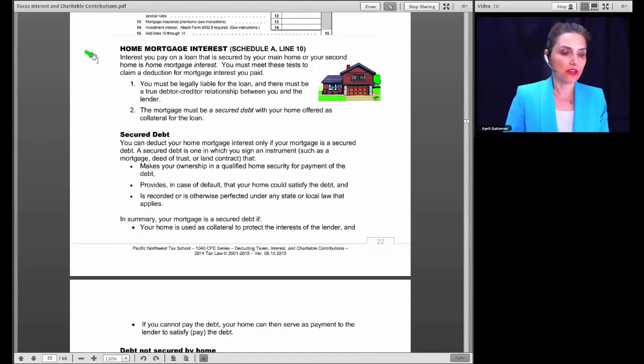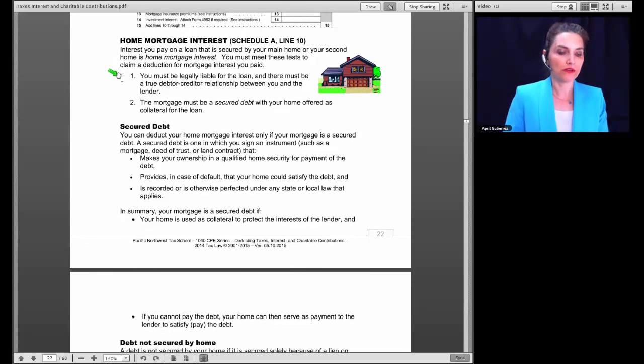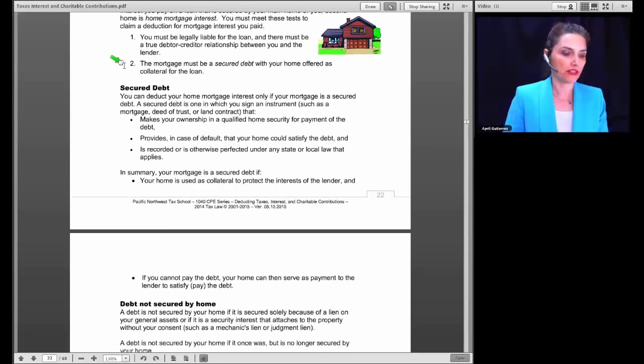Interest you pay on a loan that is secured by your main home or your second home is home mortgage interest. You must meet these tests to claim a deduction for a mortgage interest that you paid. You must be legally liable for the loan, and there must be a true debtor-creditor relationship between you and the lender. The mortgage must be a secured debt with your home offered as collateral for that loan.